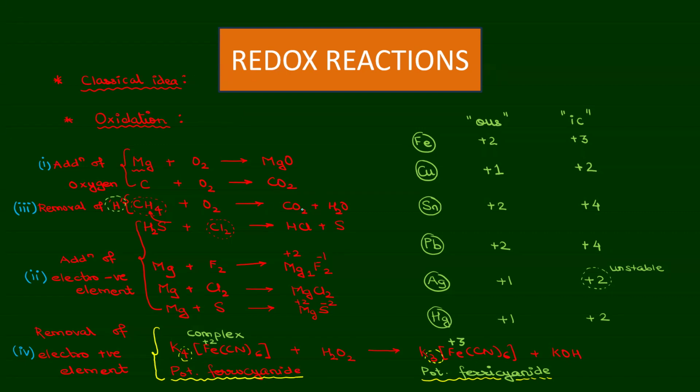Now moving further, if I take one reaction, let's say sodium added with hydrogen, giving you the product NaH, which is called sodium hydride. Gopika, so if you apply the classical definition, can you tell me what sodium is undergoing and what hydrogen is undergoing?